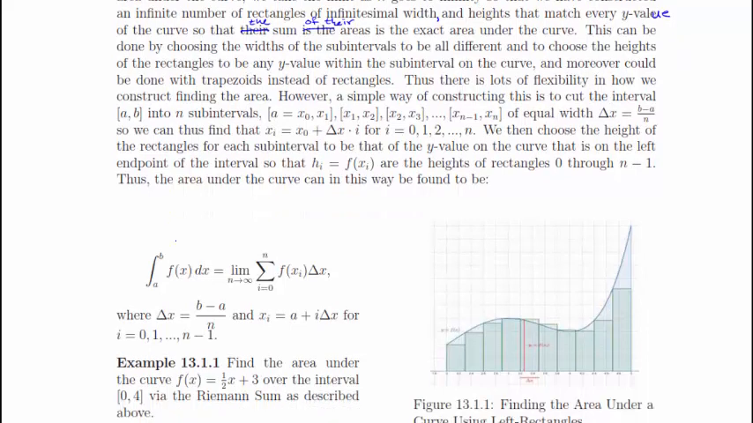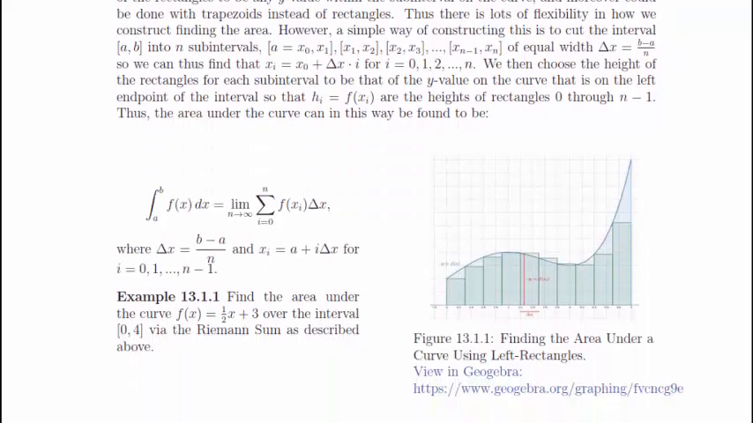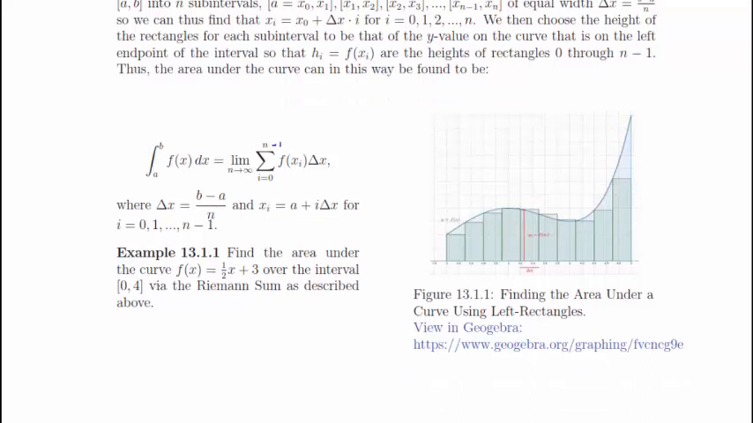So the area under the curve can in this way be found to be the integral from a to b of f of x dx. This is defined to be the area under the curve of f from a to b. This equals the limit as n goes to infinity of the sum of i equals 0 to n of f of x sub i times delta x. And I totally have a typo. I just said it, and this needs to be n minus 1 if we're doing left endpoints. Taking notes for mistakes to fix for you guys. Where delta x equals b minus a over n, and x sub i equals a plus i times delta x for i equals 0, 1, all the way to n minus 1.